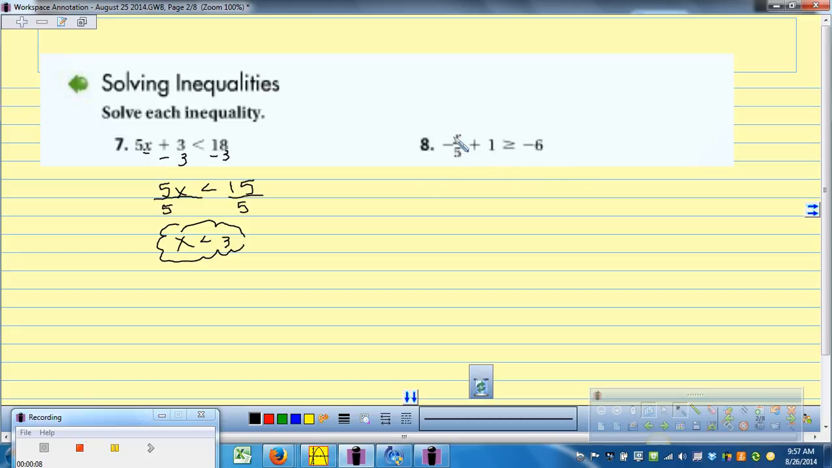So this one is negative r over 5 plus 1 is greater than or equal to negative 6. Negative r over 5 plus 1 is greater than or equal to negative 6. All right, how do we begin? Subtract 1. Subtract 1, very nice. So now I have negative r over 5 is greater than or equal to what? Negative 7.